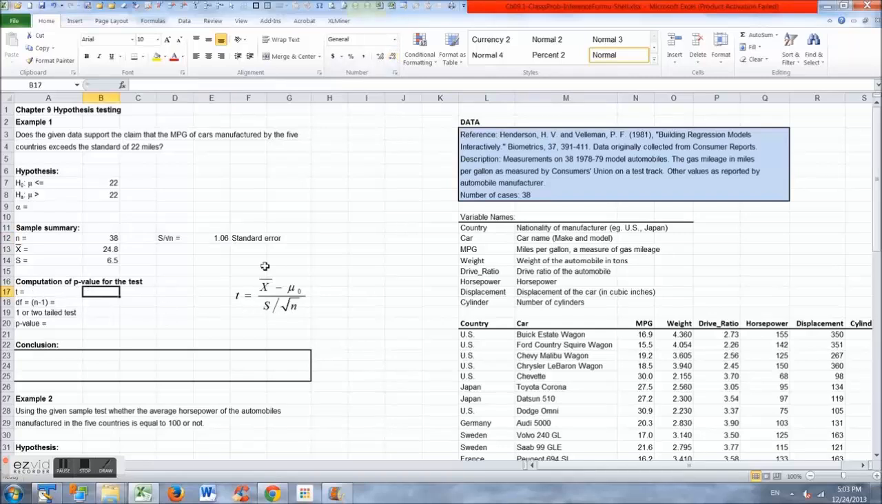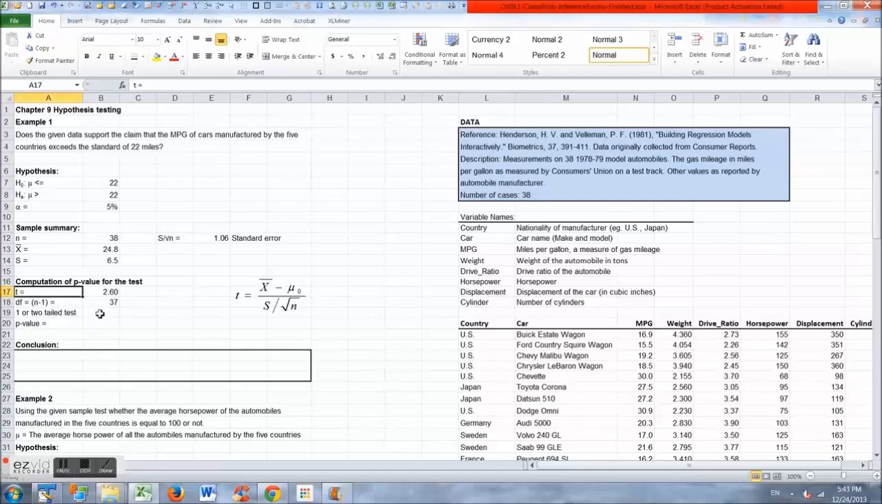So now t can be calculated using this formula, where x bar is here and mu sub 0 is the value of mu in the hypothesis. So mu sub 0 in this case is 22. So we go x bar minus the value of mu in the hypothesis divided by the standard error. That gives us the value of t statistic calculated. Now the degrees of freedom is n minus 1. So that is n here minus 1.